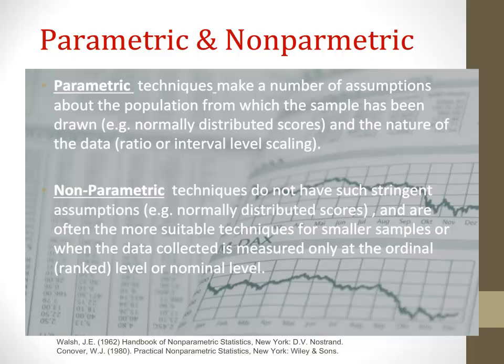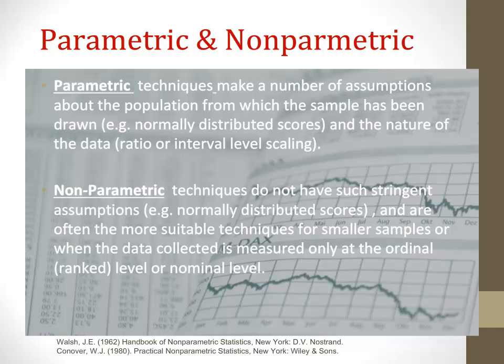So for our practical purposes, we are going to say that nonparametric statistical procedures rely on no or few assumptions about the shape or parameter of a population distribution from which the sample is drawn. Alternatively, we can say a parametric technique makes a number of assumptions about the population from which the sample is drawn. For example, the sample has normally distributed scores, and it also makes assumptions about the nature of the data, that it's measured at an interval or ratio level.